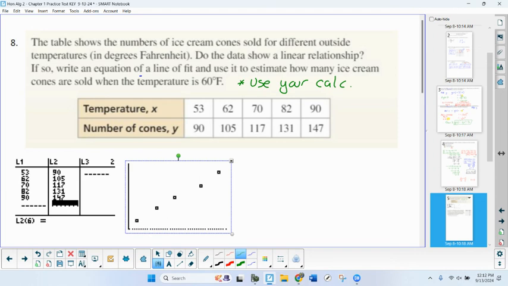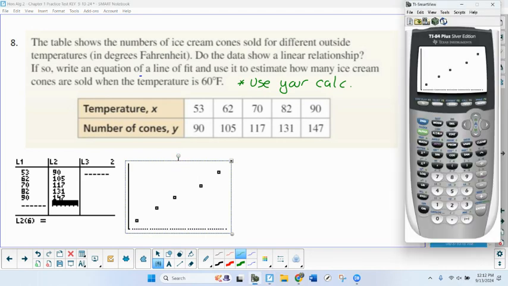It asks you that because there's other types of regression we're actually going to learn next chapter, quadratic regression. So yeah, might have to decide, am I going to use linear regression? Am I going to use quadratic regression? What type of regression am I going to use? And in this case, yeah, it makes a line, so I'm going to use linear.